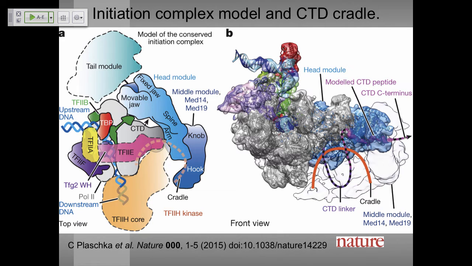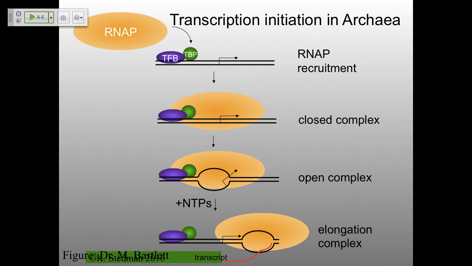I wanted to spend a couple of minutes talking about transcription in Archaea, because Archaea are some of my favorite organisms, but they're also a great model system for studying some really basic molecular biology in a eukaryotic-like system. And why is that, particularly for transcription? In Archaea, as we talked about briefly last time, there's only one DNA-dependent RNA polymerase instead of three.